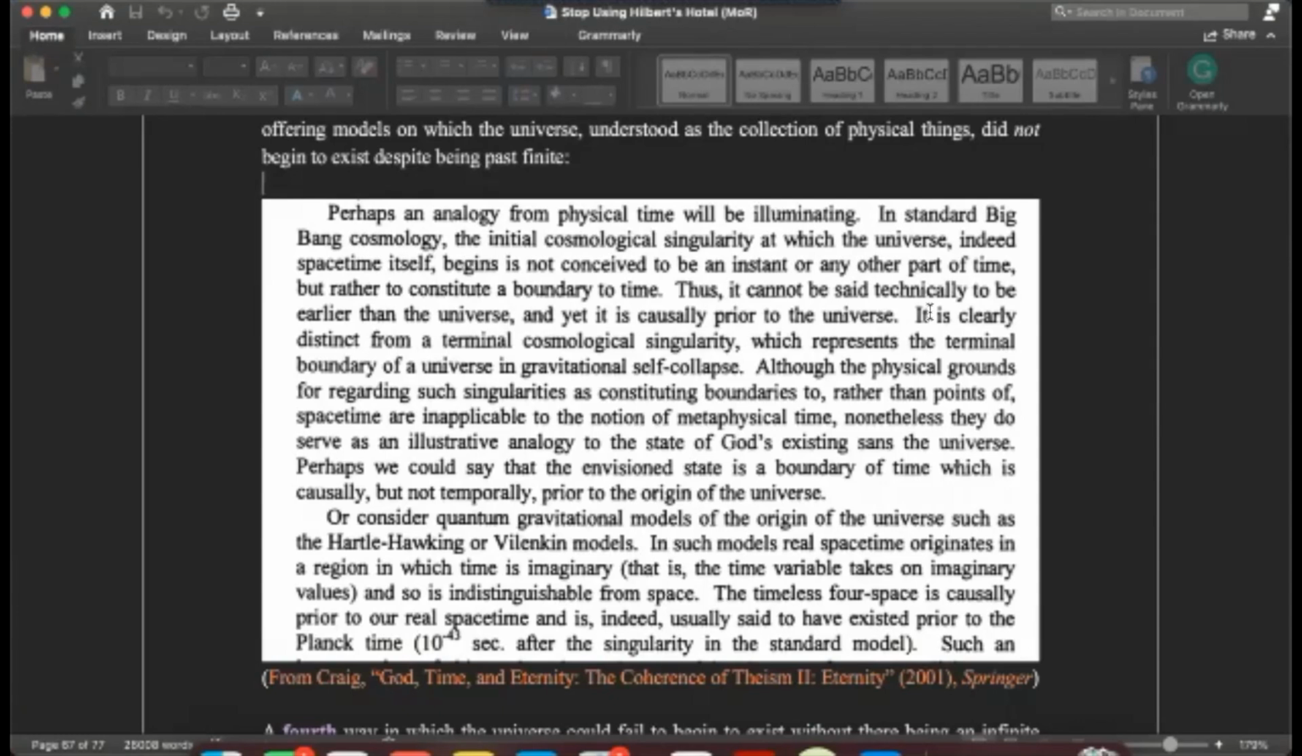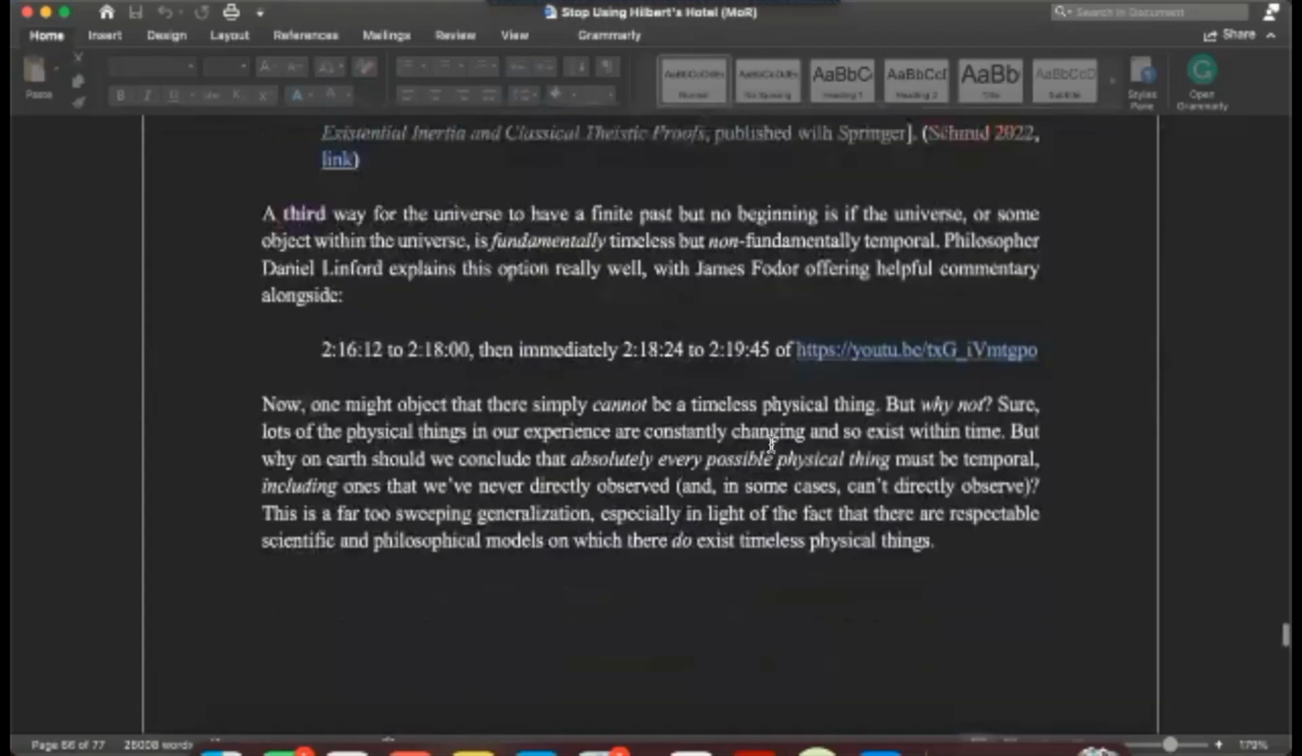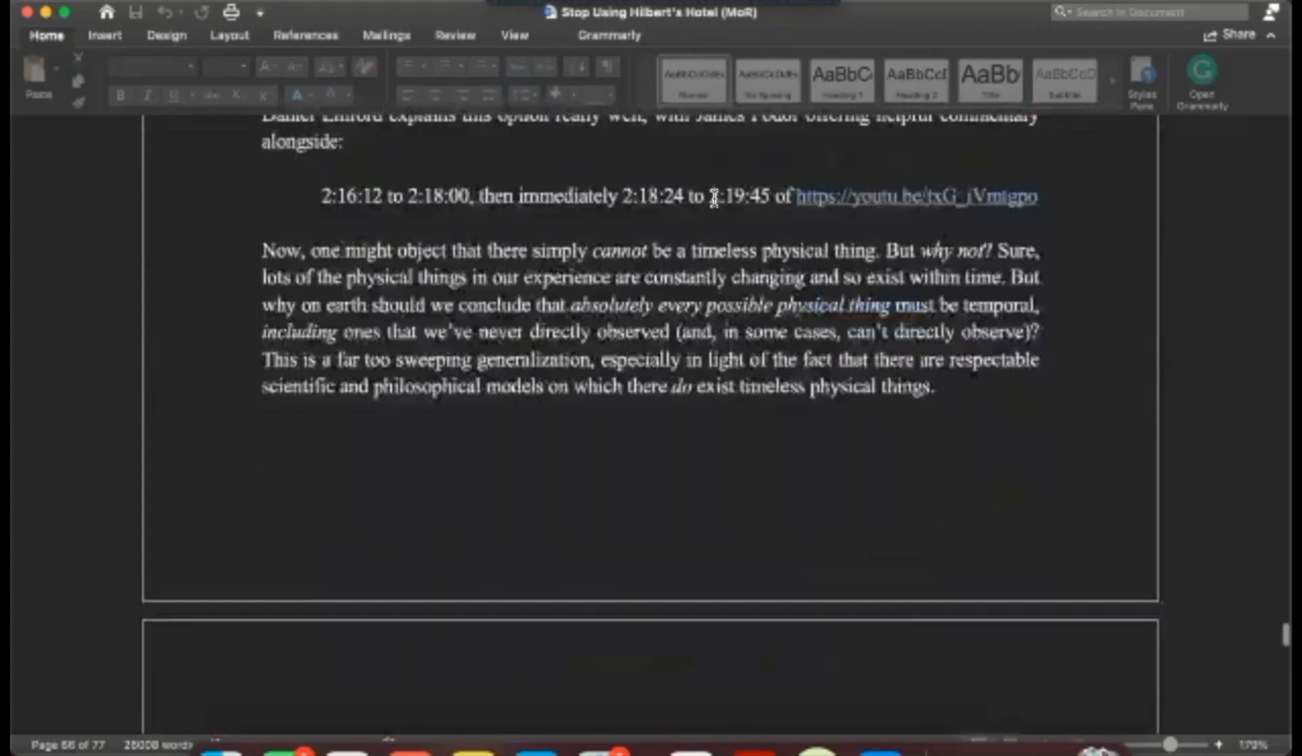So Craig is here appealing to physical models on which the universe, despite being past finite, doesn't, strictly speaking, have a beginning. Because certain physical objects or physical states of affairs under such models are existing causally, according to Craig, but not temporally prior to the universe. So anyway, that's a third way for the universe to have a finite past but no beginning.